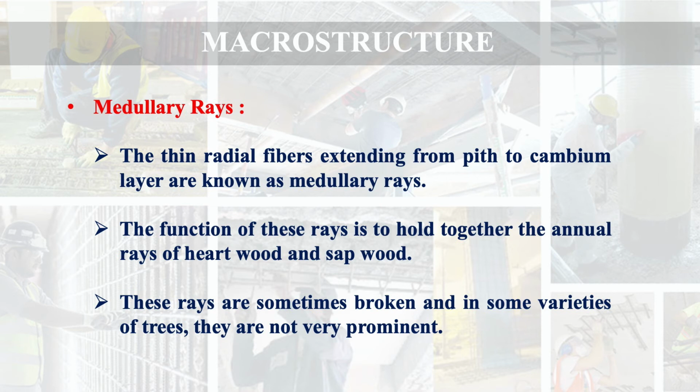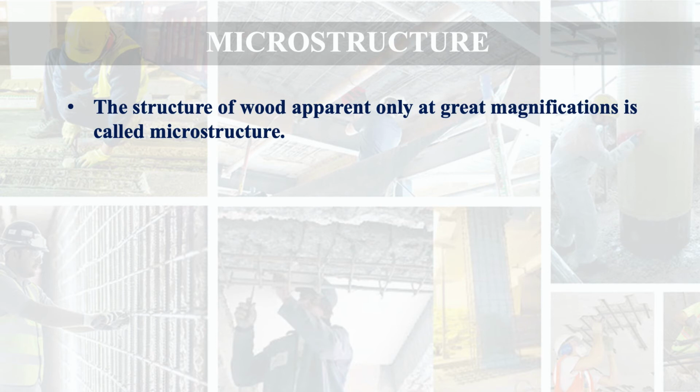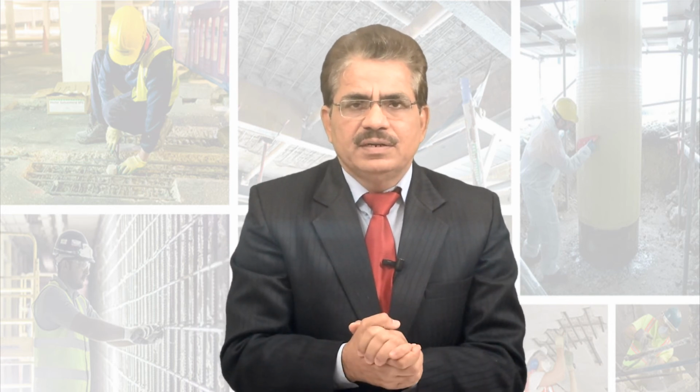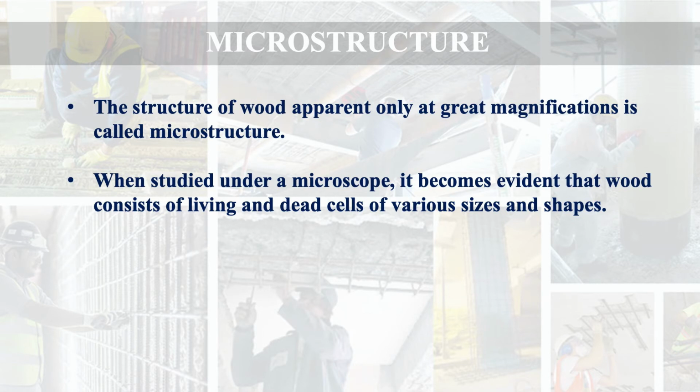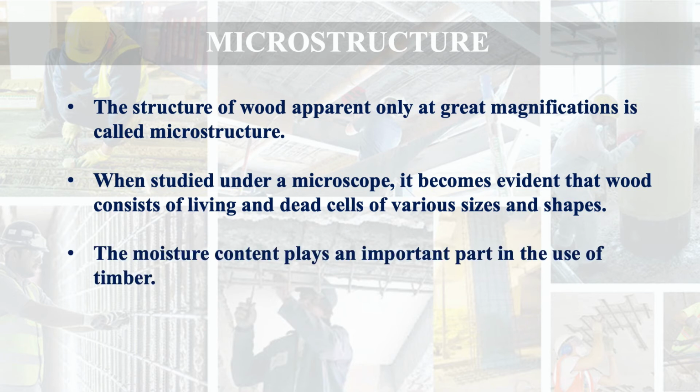So after discussing the macrostructure, now let us move to the microstructure of the tree. The structure of wood apparent only at great magnifications is called microstructure. It means the structure which you can see after great magnification, which you cannot see by naked eyes or small magnification. When studied under a microscope, it becomes evident that wood consists of living and dead cells of various sizes and shapes. The moisture content plays an important part in the use of timber.